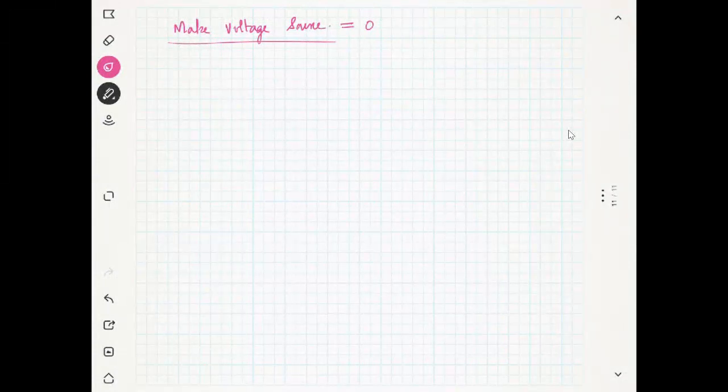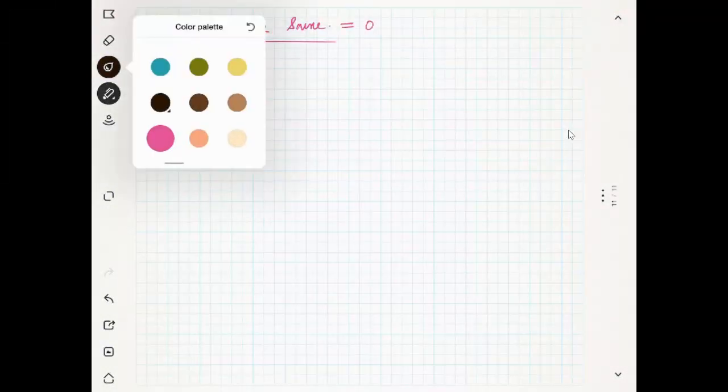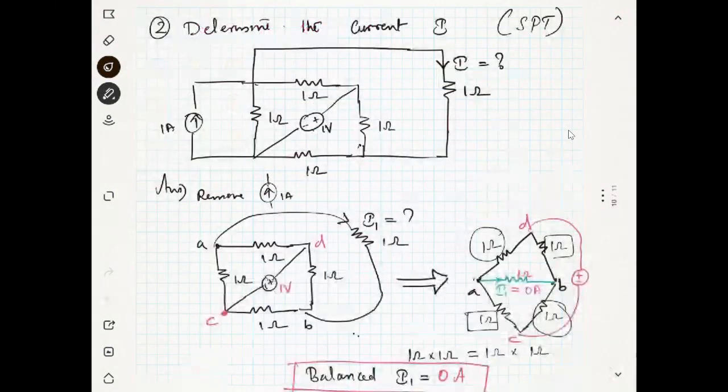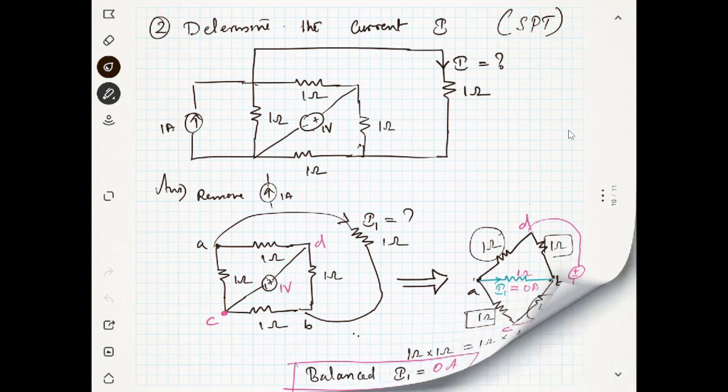I will give you a homework. Anyway, now you see here we have another of this. You can see we have this network. I will make the voltage source equal to 0. Voltage source is 0, what is the meaning? It is a short circuit, right? Yes. So I am going to draw it short.